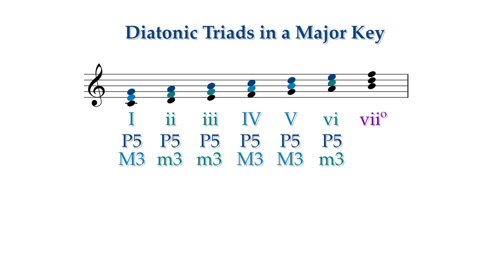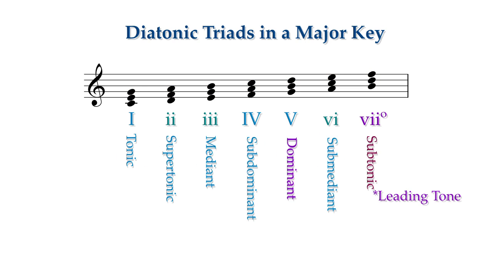There is one unique triad, found on the leading tone, that has a minor third and a diminished fifth. We use a lowercase Roman numeral to show that the third is minor, and we add a little circle, a degree sign, to show that the fifth is diminished. The diatonic functions of these triads are the same as the scale degrees. Their qualities, major, minor, or diminished, are always the same.